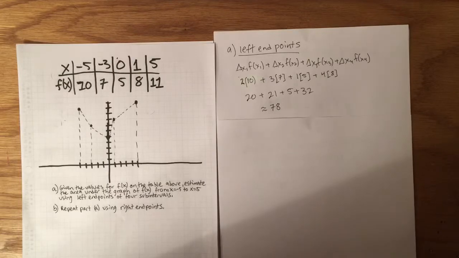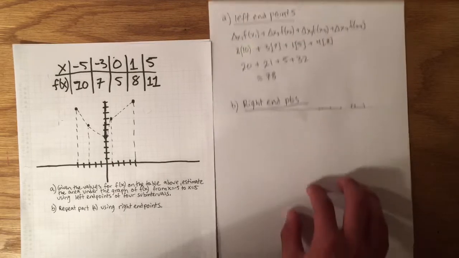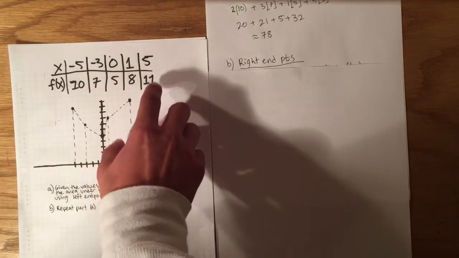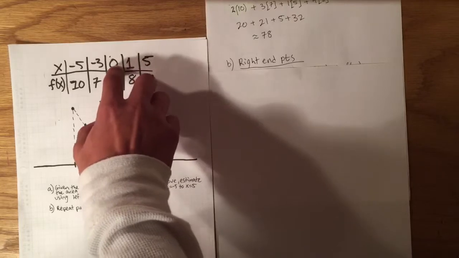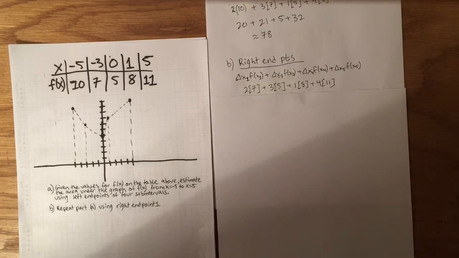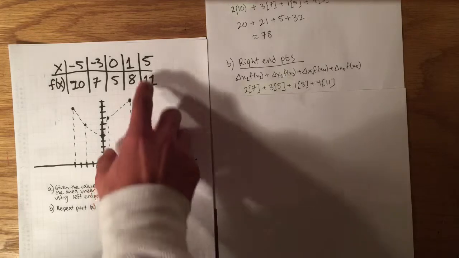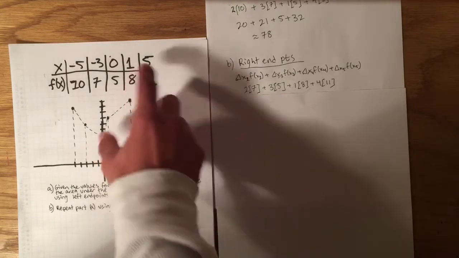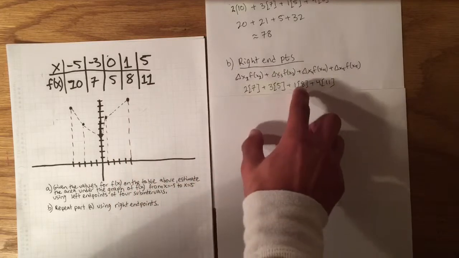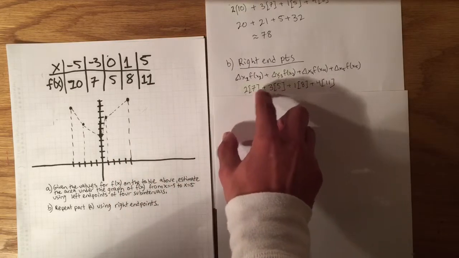Now for your right endpoints, you do the same thing and use the same approach, except you use the delta x between your right endpoints. So your right endpoints would be 5, 1, 0, and negative 3. That looks like this. 2 times 7 plus 3 times 5 plus 1 times 8 plus 4 times 11, because the distance between these 2 points here is 4, and the right endpoint is 11. And you do the same thing for these here.